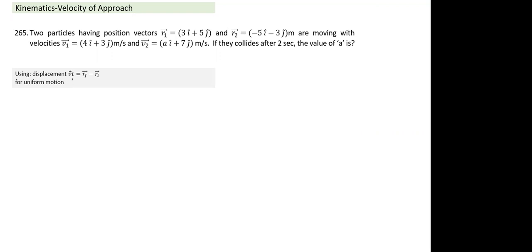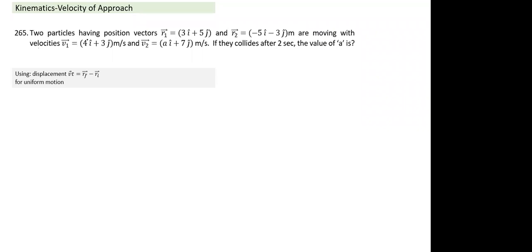Displacement is equal to velocity vector into time, which is final position vector minus initial position vector, using uniform motion. So that's what you can use. Displacement is v bar into t, which is equal to final position vector minus initial position vector, or final position vector is equal to initial position vector plus velocity into time.